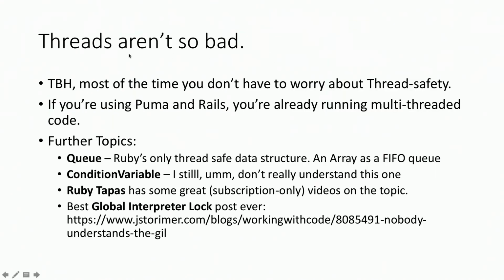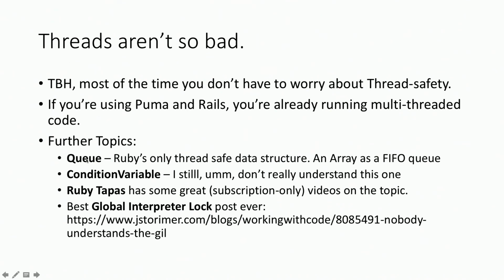They really aren't so bad, but there are a lot of pitfalls. Most of the time you don't really have to worry about this stuff. If you're using Puma and you're using Rails, you're already writing multi-threaded code. You either know that or you haven't realized it. So it's not as scary as you think. If all of Rails is running threads safely, it can't be that hard.